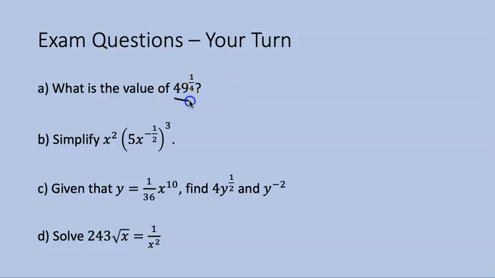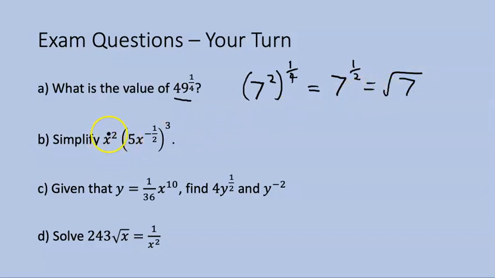So 49 to the power of a quarter. 49 can be rewritten as 7 squared. Take that to the quarter. That means I'm doing this 7 to the power of half. That is the square root of 7.